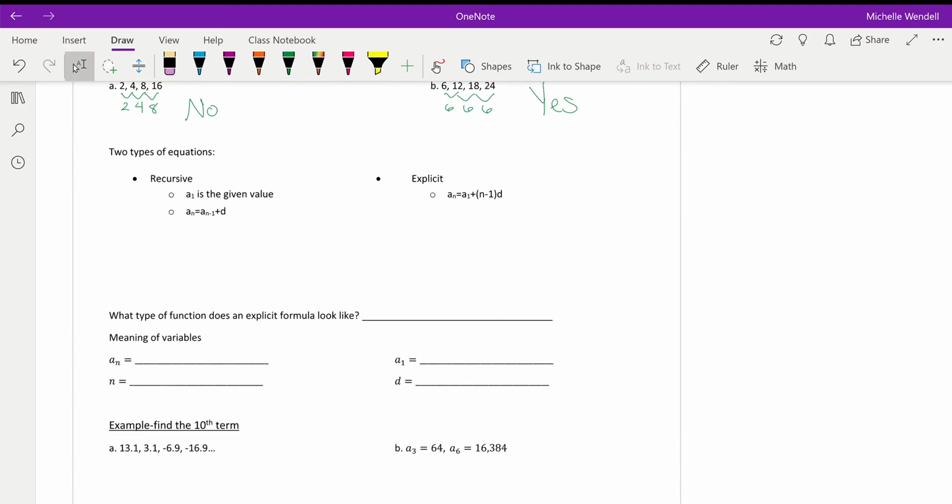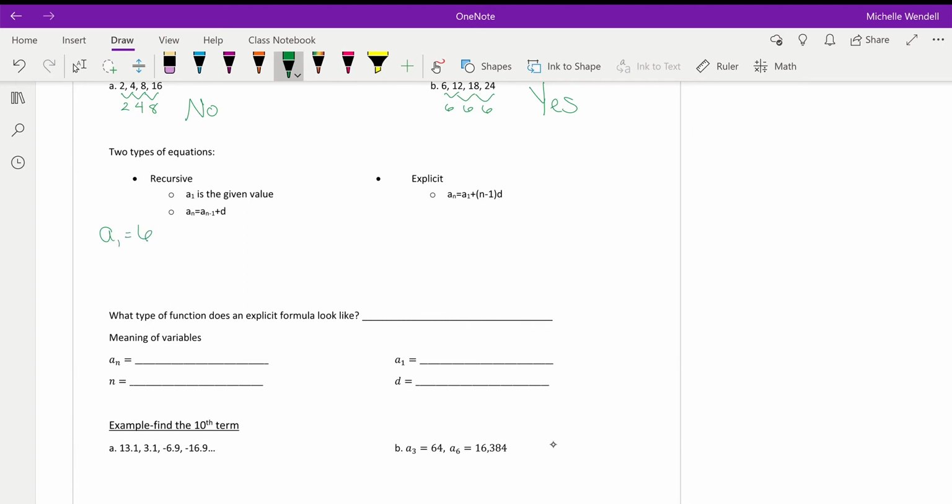When you write an arithmetic sequence, you have two types of formulas or equations, which are recursive and explicit. In a recursive formula, you always have to give a starting value, so A1, and then the formula that you follow is A sub n equals A sub n minus 1 plus D. So I'm going to give you an example based off of B that we did previously. The first term in part B above is 6, so A sub 1 is 6.